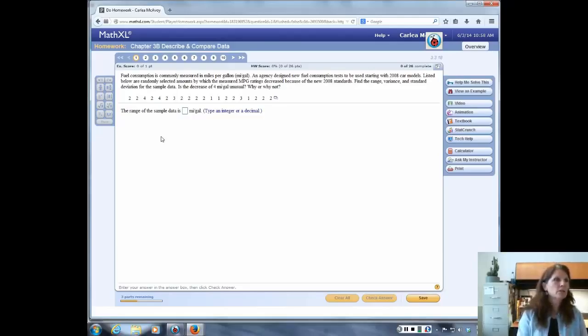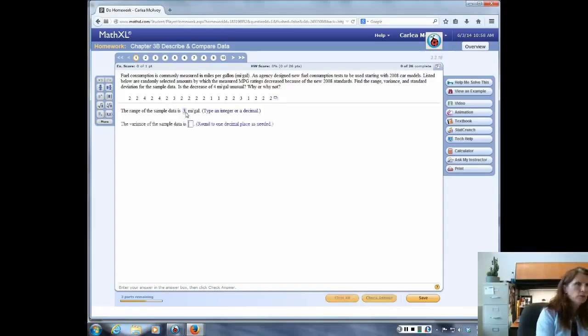So anyway, you're going to take your highest value and subtract your lowest value. The highest value in here is 4, the lowest is 1, so that would give us 3 for a range. Now to find the variance, you take the square of the standard deviation. So you're going to take the standard deviation and get that using your calculator, and then take that to the second power to get your variance. And that's going to be that.